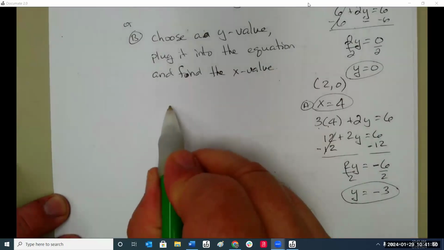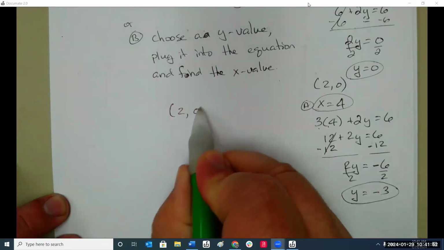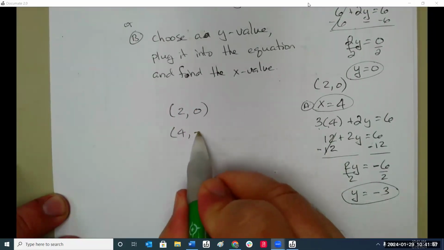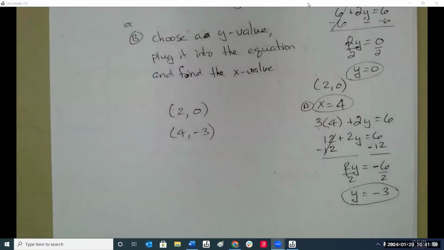So from the first time, I said x is 2, gave me a y equals 0. Then I put 4 in there, and it gave me negative 3. I plot those 2 points. They work because they're solid numbers.